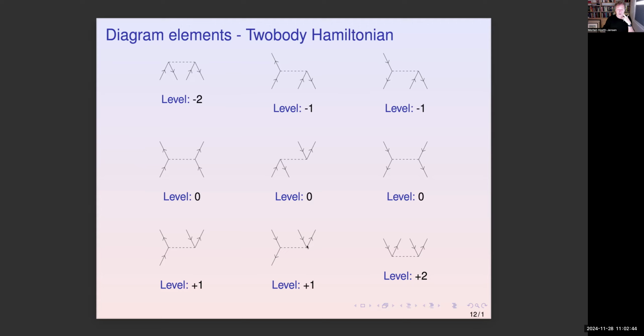Similarly, here we have another particle-hole pair which is being created, and this is level 1. And here, finally, we have a two-particle, two-hole excitation. Now, we don't have a three-body Hamiltonian in the systems which we are going to consider in this course. So these are the types of excitation levels we have with the Hamiltonian.